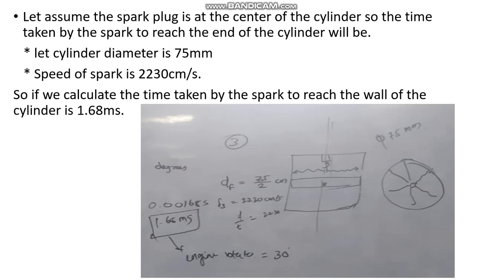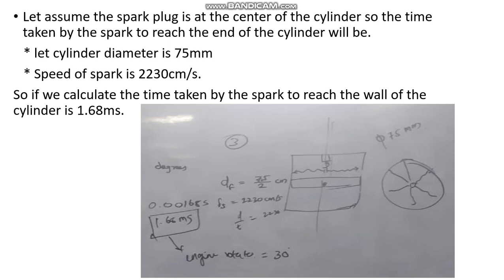So, the time taken by the spark to reach the end of the cylinder will be... We all think that spark is instantaneous, meaning it happens instantly, but it takes time. When we go and see it in the combustion chamber, the speed of spark is 2230 centimeter per second. It is universally proved that the speed of spark is 2230 centimeter per second.